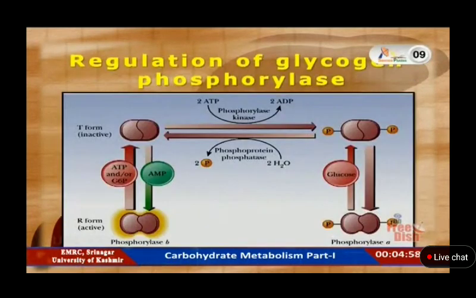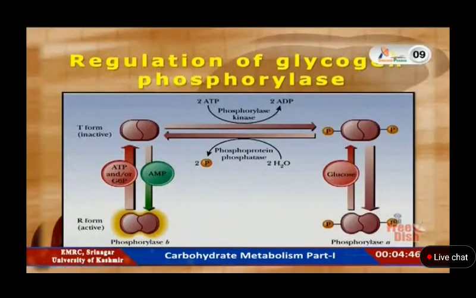Now, how is glycogen phosphorylase regulated in our system? In the 1930s, Carl Cori and Gerty Cori discovered that glycogen phosphorylase exists in two forms, glycogen phosphorylase A, or the more active form, and glycogen phosphorylase B, or the less active form.